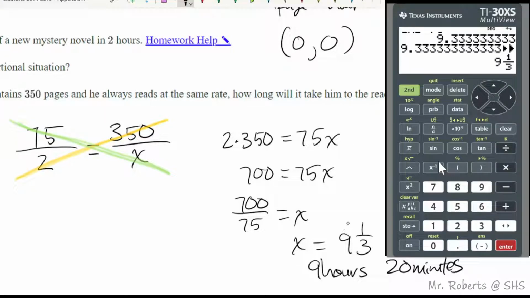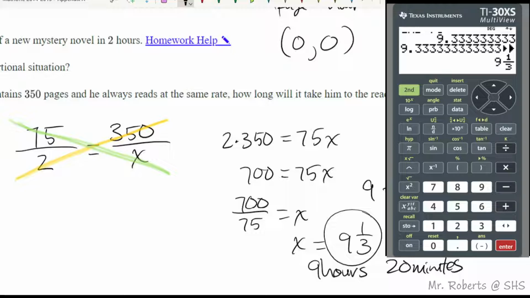And why am I saying that? Well, this whole thing is literally 9 hours plus a third of an hour. But the third of an hour, right? 1/3 of an hour is 20 minutes. So if I take 1/3 times 60, I get 20 minutes. So 9 hours and 20 minutes. I hope that's right. I hope it didn't lead you astray. Let's go ahead and look at, I guess there's one more problem.